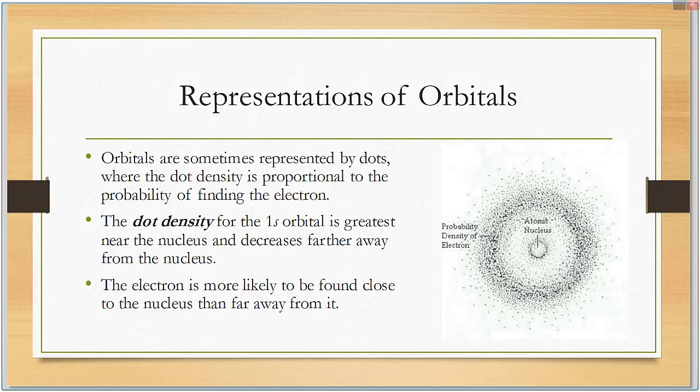Orbitals are sometimes represented by dots where the dot density is proportional to the probability, not 100% probable, of finding an electron. The dot density for the 1s orbital is greatest near the nucleus and decreases farther away from the nucleus. So here's the atomic nucleus. Here's the probability density. The electron is more likely to be found close to the nucleus than far away from it.